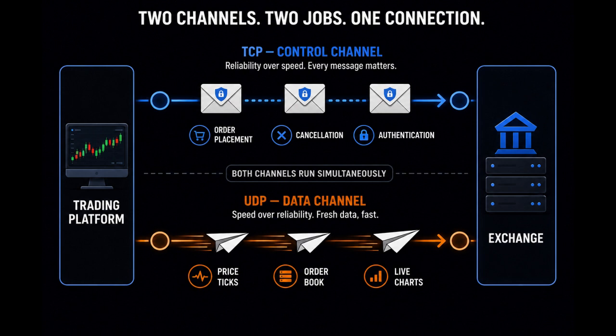UDP or UDP-style approaches handle the high-volume, time-sensitive data streams where losing an occasional packet is tolerable and speed is everything. Live market data feeds, price tickers, real-time order book updates. These are the kinds of data streams where firms often use UDP-based multicast delivery, pushing the same price update out to thousands of subscribers simultaneously with minimal overhead. Some systems use a hybrid approach, TCP for the control channel, the instructions and confirmations, and UDP for the data channel, the continuous stream of market information. Two parallel connections, each optimized for its specific job.